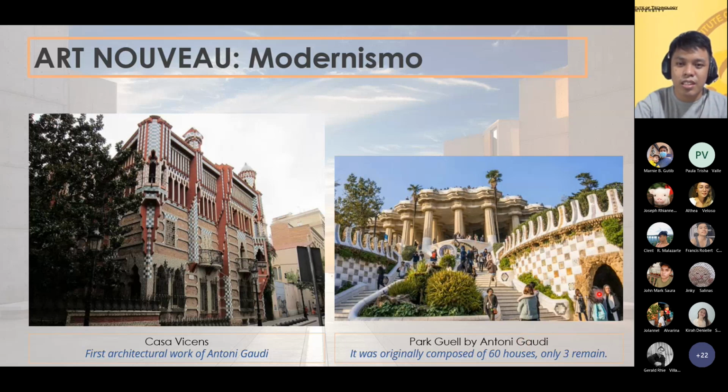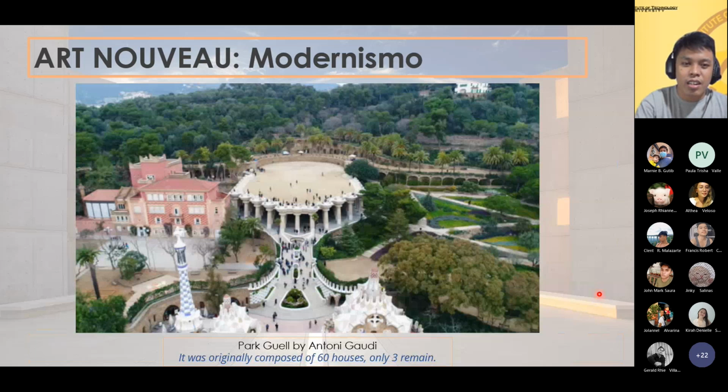Okay, so if you look at the aerial view of that structure, it looks like this. So this is Park Güell. So actually the structures that were together with Park Güell is this one. But the others were just demolished.